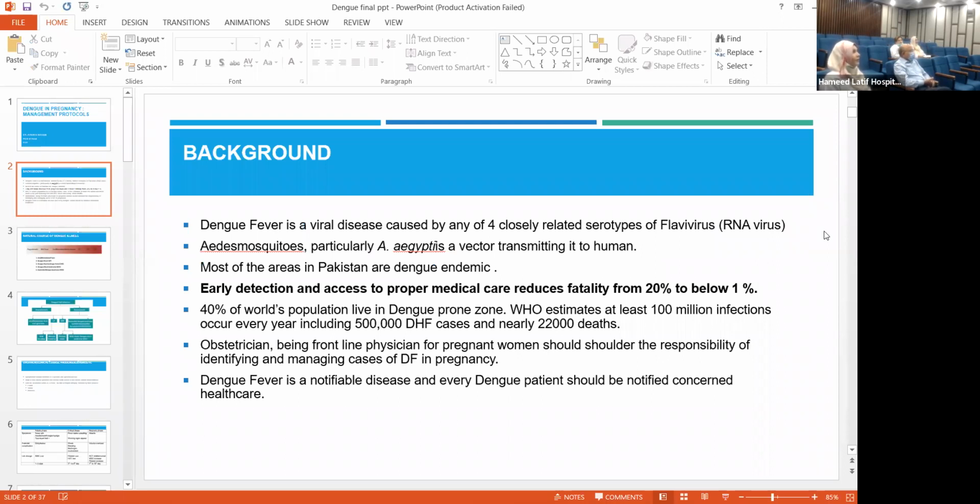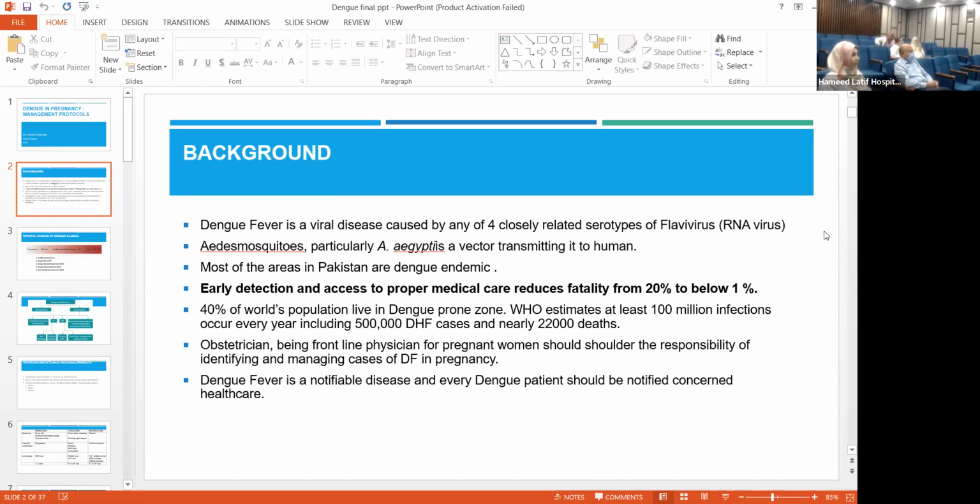First of all, the background of dengue is that it is caused by flavivirus, which is an RNA virus, and the vector for the transmission of this virus is the Aedes aegypti mosquito, which transmits it to humans. Most of the areas in Pakistan are dengue endemic, and earlier detection is the key to proper management and the prevention of fatality in dengue.